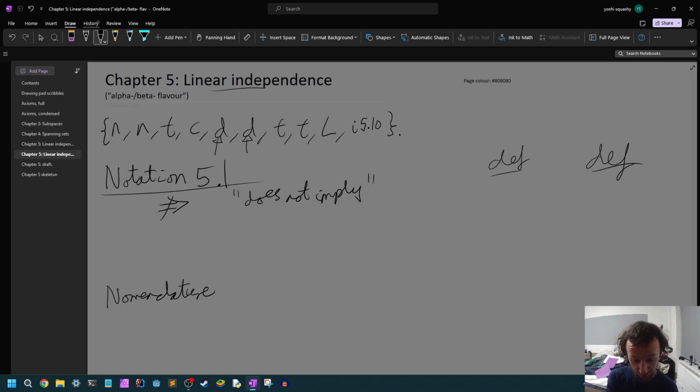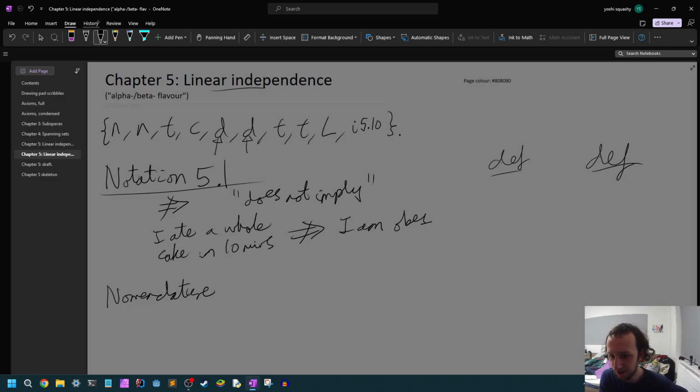So, I also want to give an example just to make it even clearer, which might seem unnecessary, but we're going to do it. We're going to have the statement "I ate a whole cake in 10 minutes" does not imply "I am obese." A fun example, but it has an important point: just because you ate a whole cake in 10 minutes doesn't mean you're obese. We all get that, but it doesn't mean it couldn't be true.